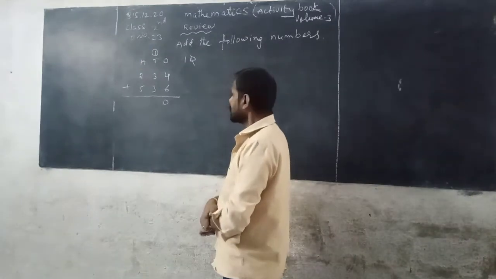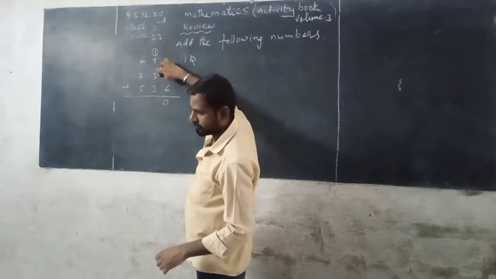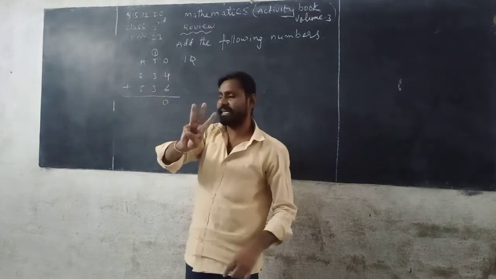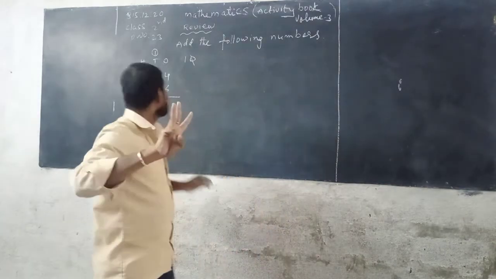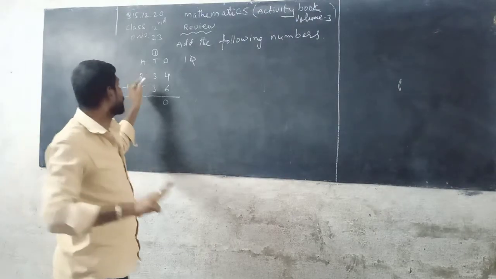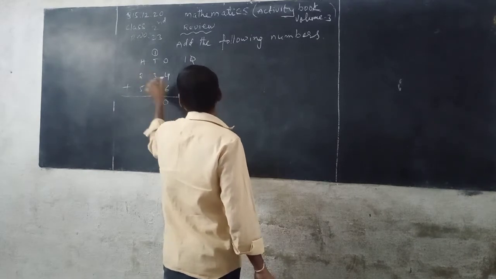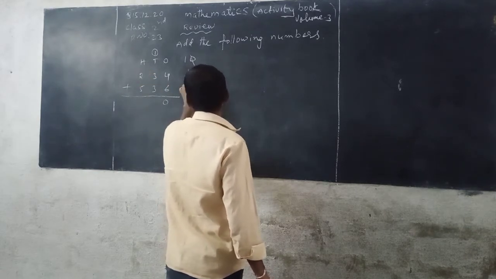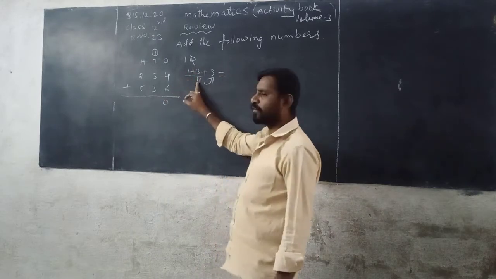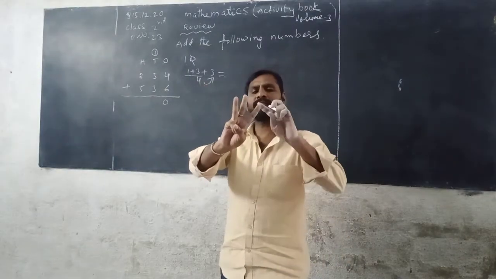Okay, better. Now next we add the tens. 1 plus 3, 4. 1 plus 3, you can get 4. Next, plus 3. See here, 1 plus 3 is 4. 4 plus 3. So, 4 in the mind, 3 in the hand. So, 4, after that 5, 6, 7.